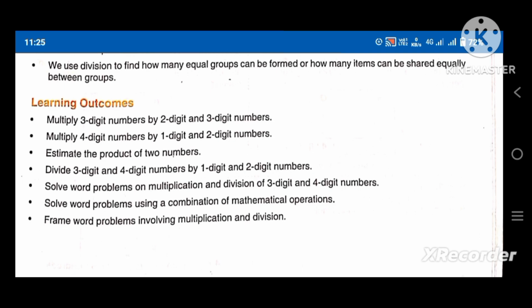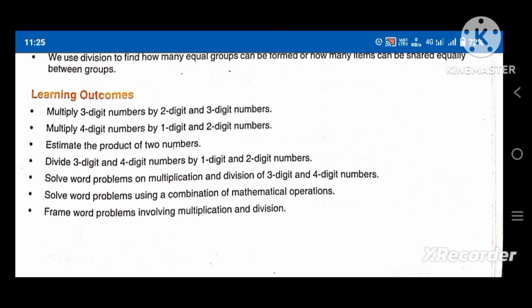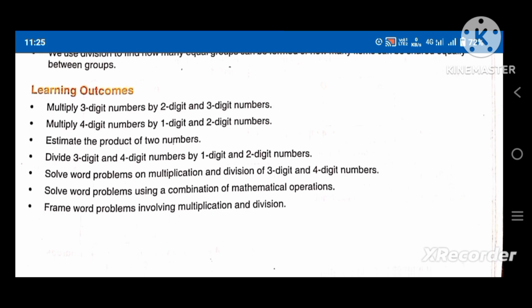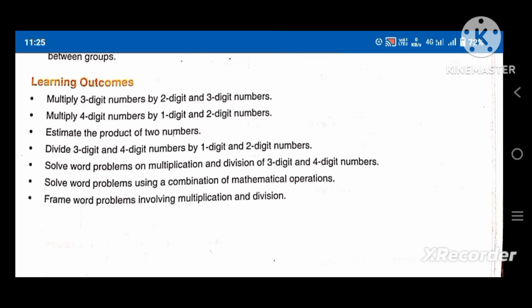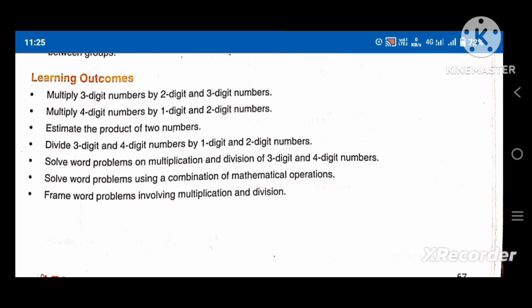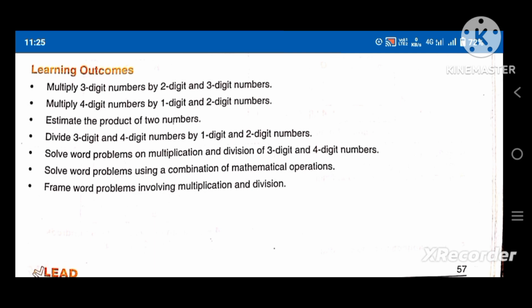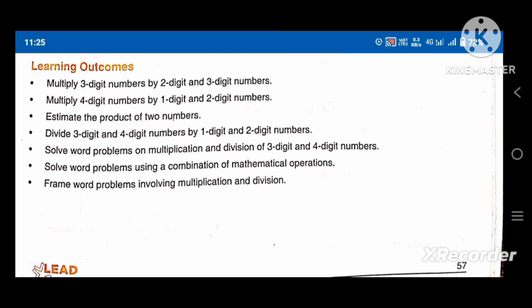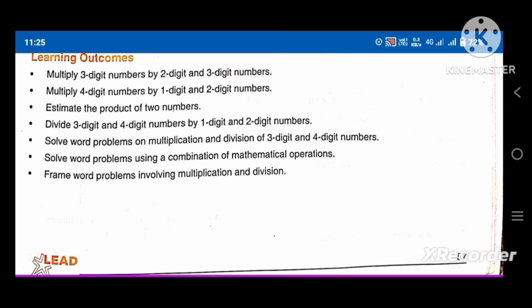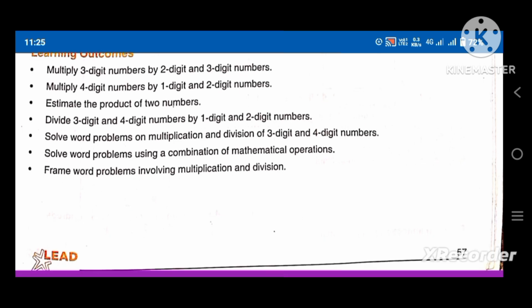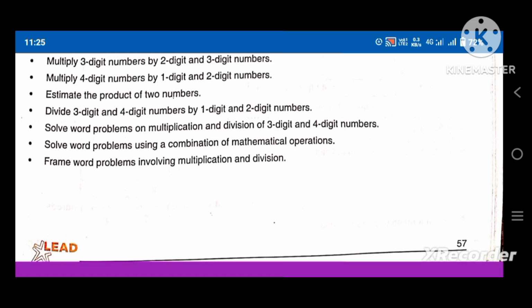Multiply 4-digit numbers by 1-digit and 2-digit numbers. Estimate the product of two numbers. Divide 3-digit and 4-digit numbers by 1-digit and 2-digit numbers. Solve word problems on multiplication and division of 3-digit and 4-digit numbers. Solve word problems using a combination of mathematical operations. Frame word problems involving multiplication and division.